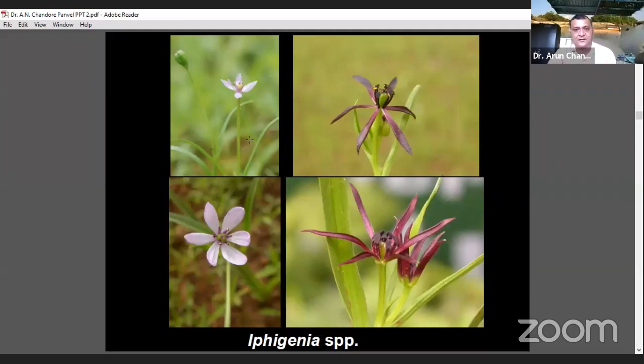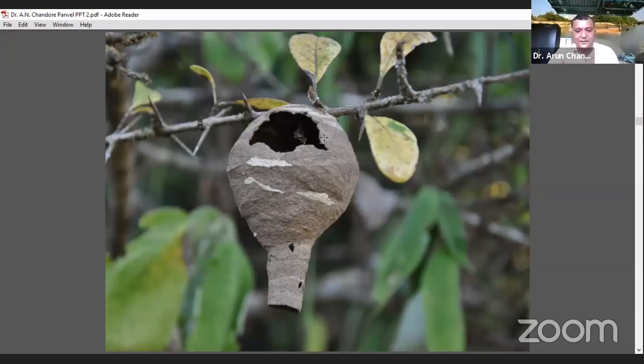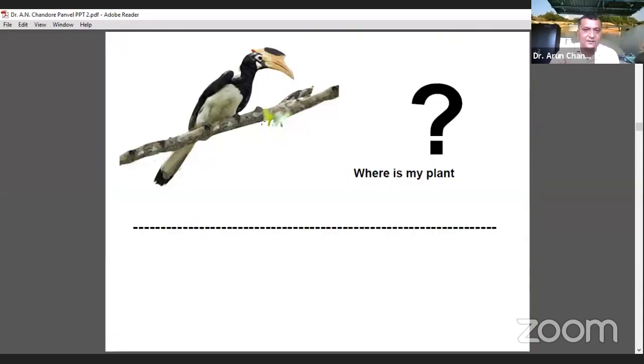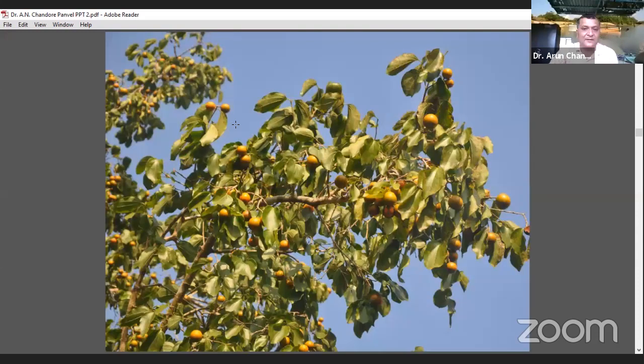Here, I already told that every plant species has about 20 to 60 species depending on it. Here, this animal, the hornbill, depends on this Strychnos nux-vomica plant, which in Marathi we call Kazra. Due to time limit, I skip this slide.